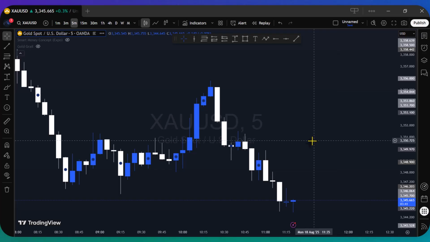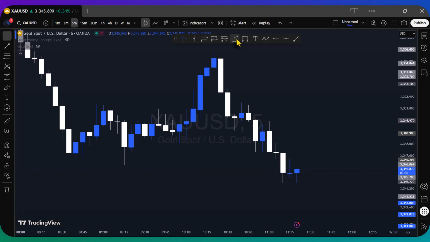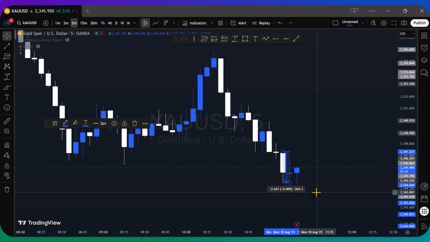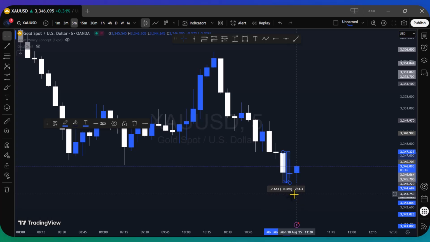So this is a typical XAU/USD chart, and let's measure this candlestick right here. As you can see, it's telling us 264.3 pips, but when we want to calculate our risk, we are going to use 264 pips. But when we want to calculate how much money we are going to make, we are going to use 26.43 pips.